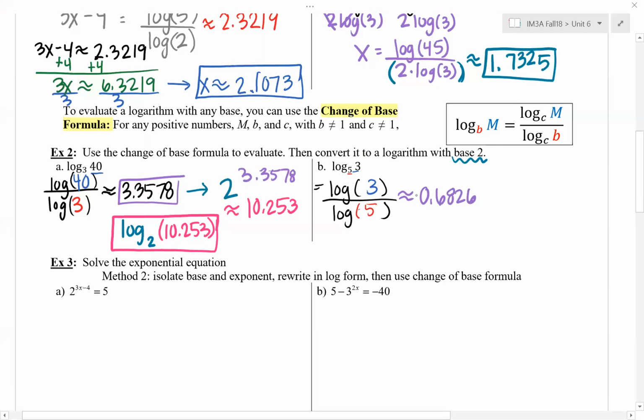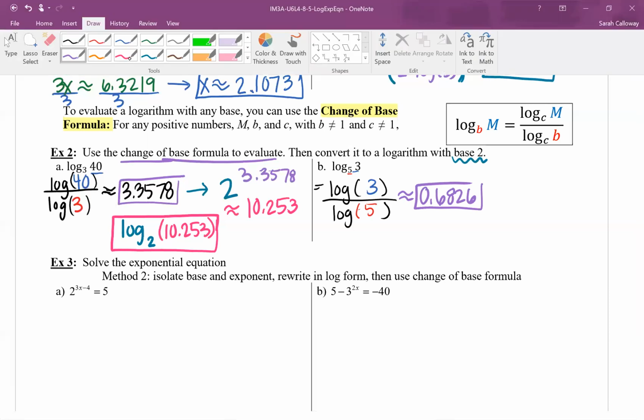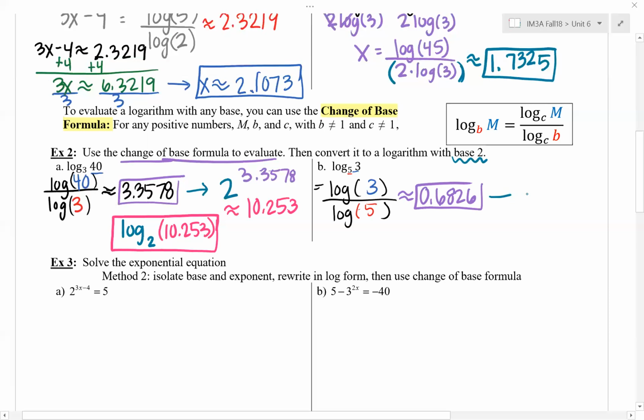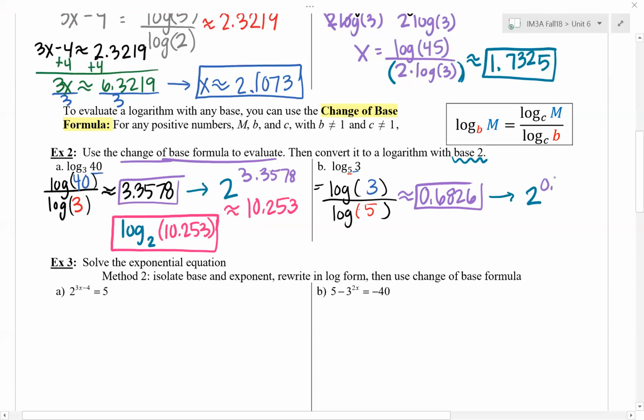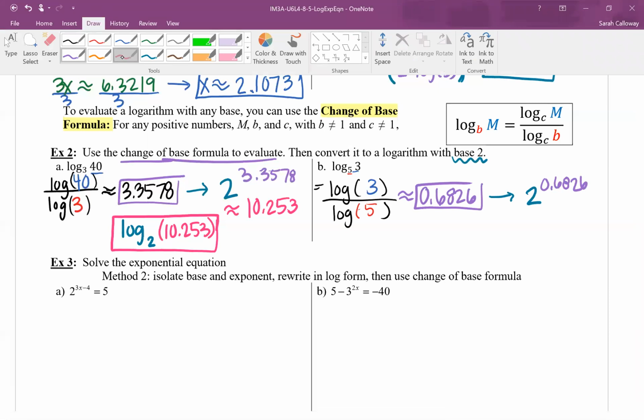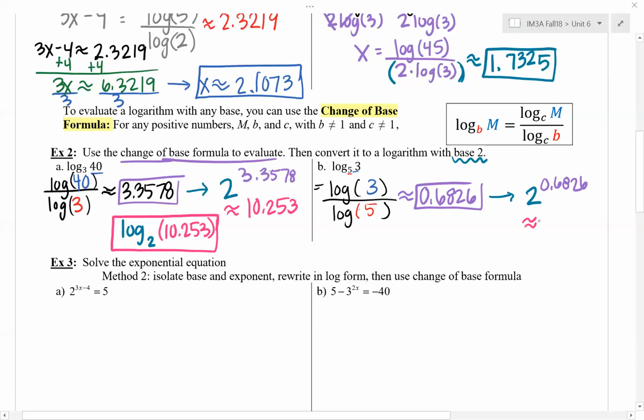Okay. And so this is our first answer, right? It's asking to use the change of base formula to evaluate. And then we want to convert it to something with a base of 2. So we're going to raise 2 to the power of our answer. So our answer was 0.6826. And if we calculate that in our calculator, so we're raising 2 to that power, we get about 1.6050.